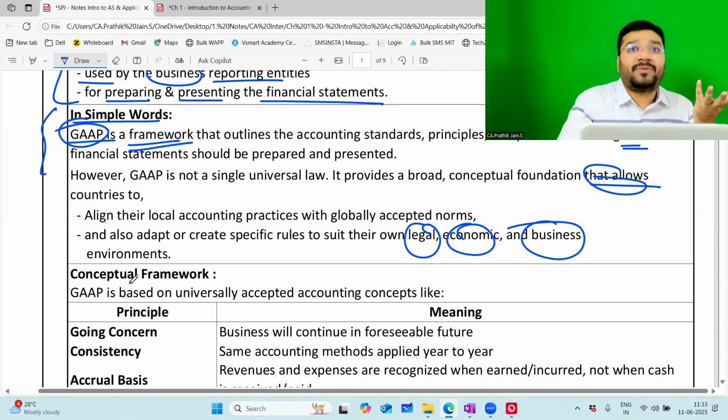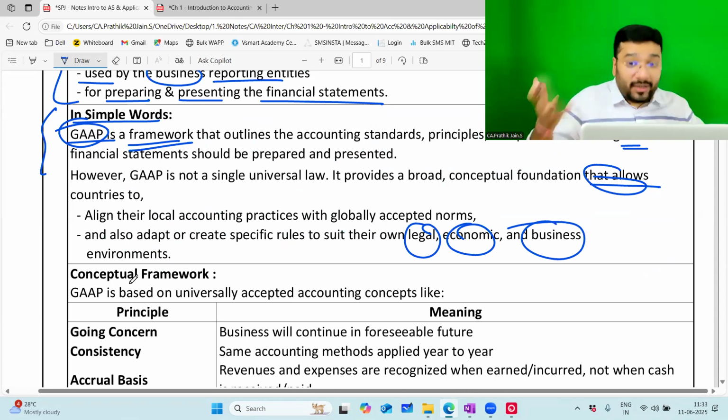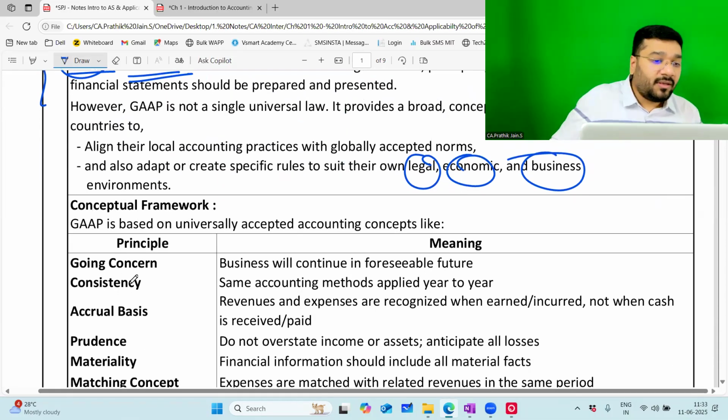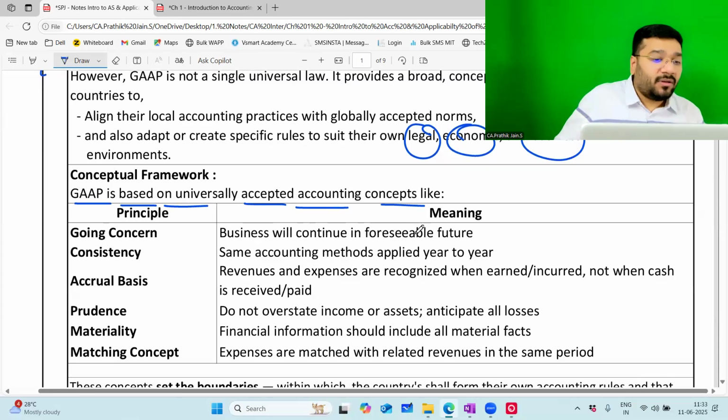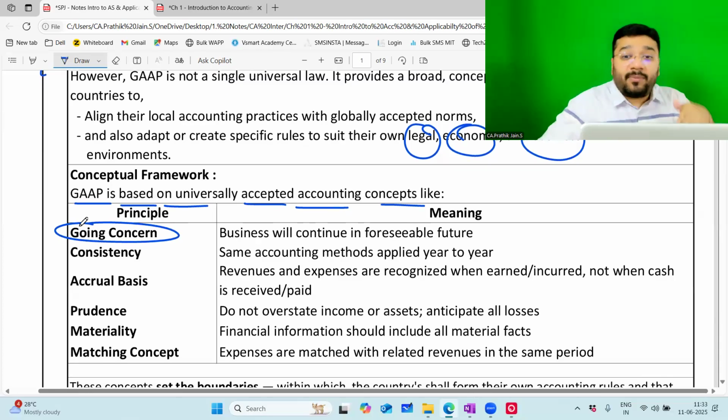Sir, what is there in GAAP, sir? You're telling so much that it's a broad concept. What does it consist of? GAAP is based on universally accepted accounting concepts like going concern. The concept of going concern, which we studied in 11th standard, again in CA Foundation, and now in CA Intermediate. Going concern says what? What is the meaning of going concern?